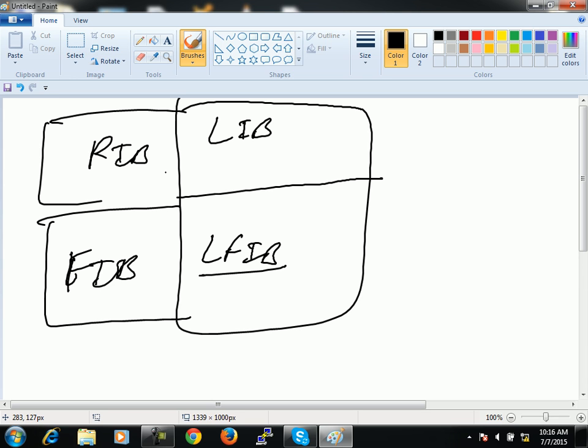LIB is label information base, stored in control plane of the device. LFIB is label forwarding information base, stored in data plane of your device. LFIB will have a combination of prefix as well as its label. Whereas, as you know, FIB contains only prefix information. But once you have enabled MPLS, if that prefix has any label, then definitely you can also see that label in FIB as well.